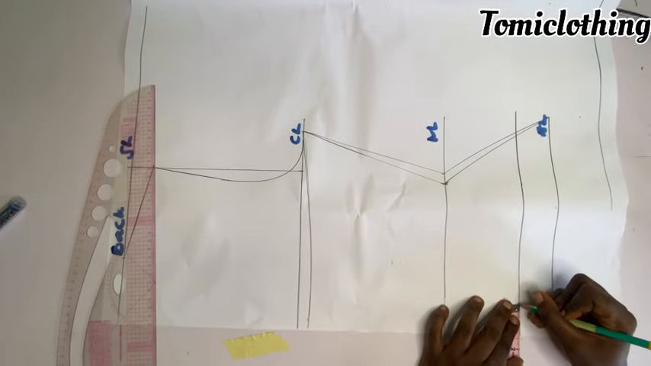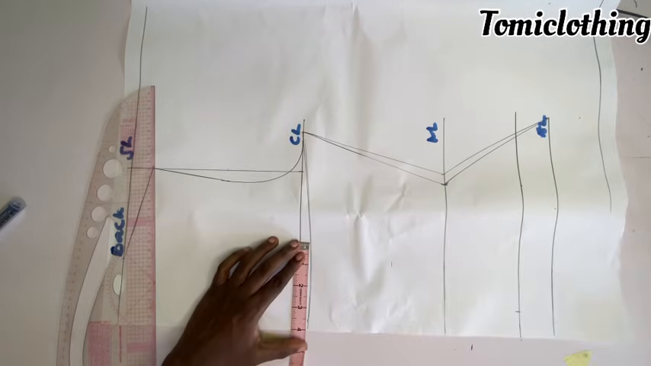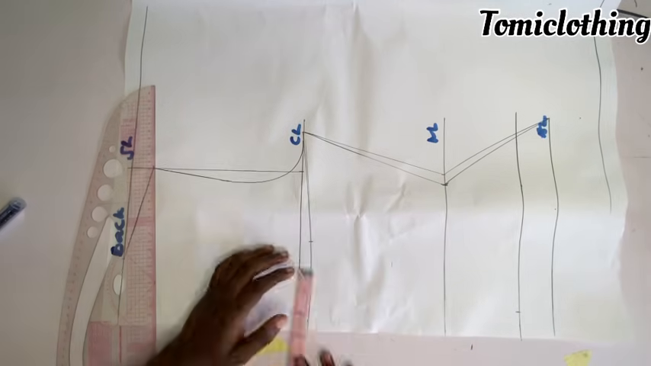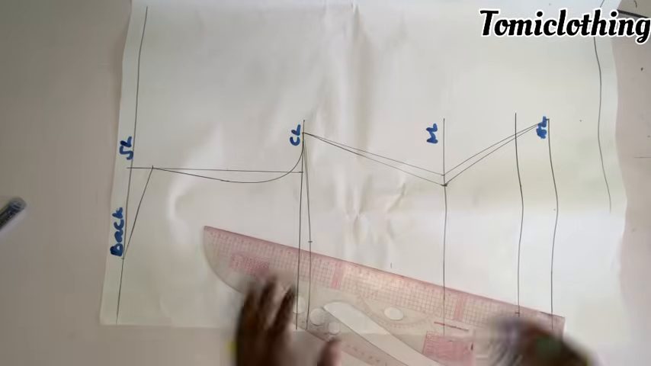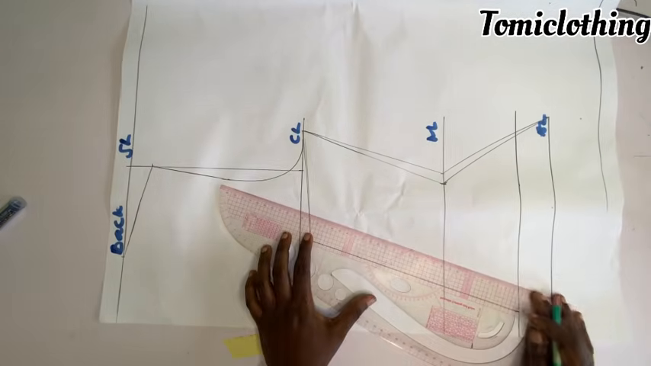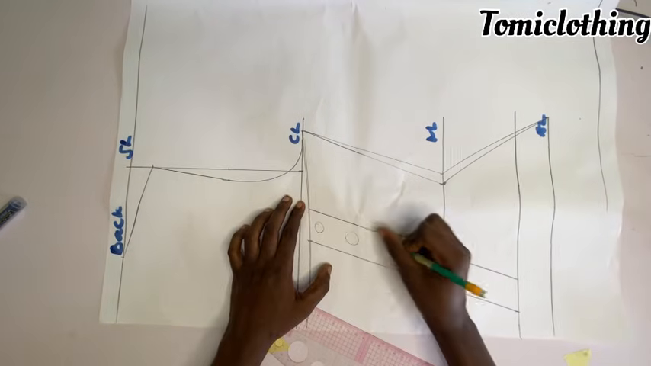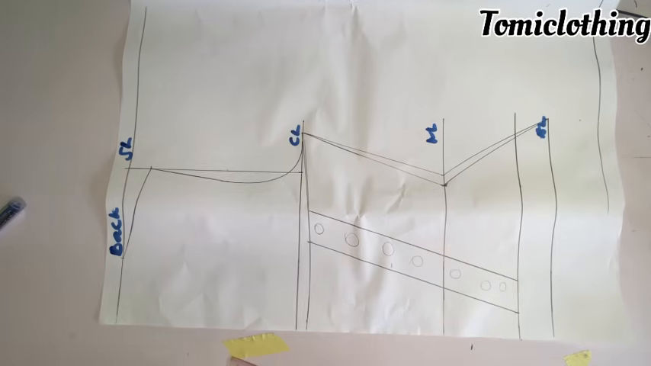So the next thing is I'm opening. I marked 1.5 inches or 1 inch at the center back. So on the chest line I marked 4 inches. So I'm just going to go ahead and connect the lines just as you can see. So I'm just going to mark 1.5 inches for the lacing bar, just like this.